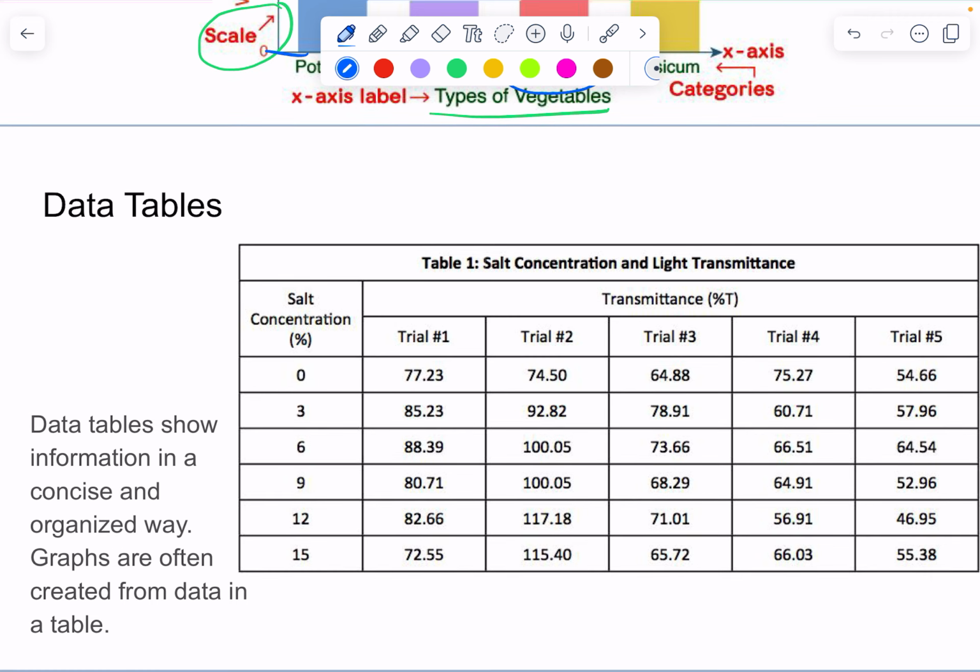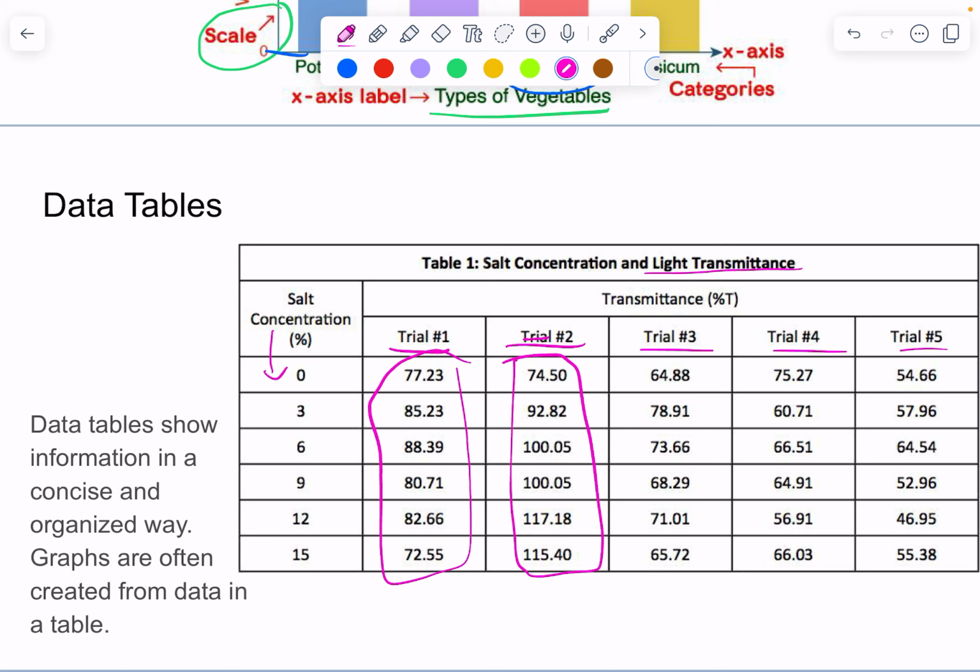Okay, last thing as we're looking at graphs are these data tables. Data tables are a way of collecting data. And this one here, they're looking at how much light is transmitted through different solutions with concentrations of salt. You can see they've run 5 different trials. And in each trial, they've changed the concentration of salt and recorded their transmittance.